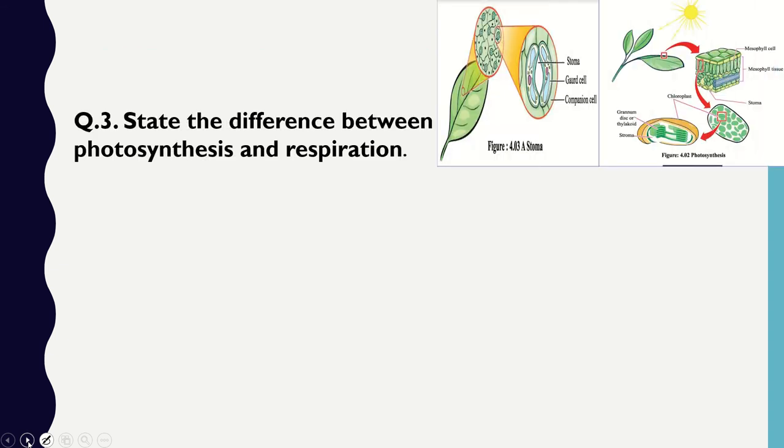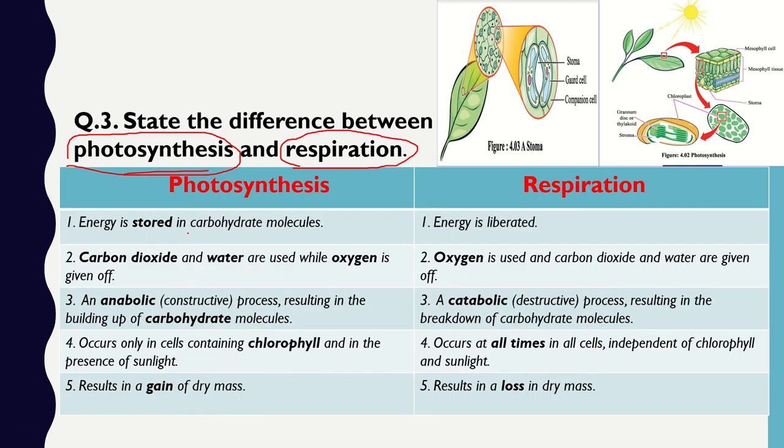Another question: you need to write the difference between photosynthesis and respiration. Number one, in photosynthesis energy is stored in carbohydrate molecules, and in respiration energy is liberated. Number two, in photosynthesis carbon dioxide and water are used while oxygen is given off, but respiration is totally opposite: oxygen is used and carbon dioxide and water are given off.